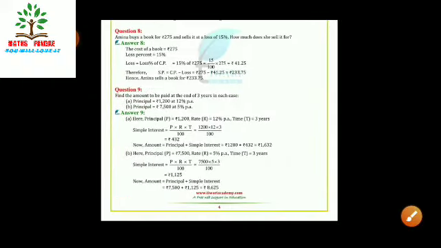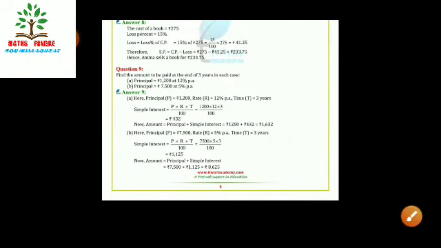Now in question number 9, find the amount to be paid at the end of 3 years in each case. Here the principal is given. This is a question related to simple interest. The principal is rupees 1200 at 12% per annum, which is the interest rate. In the second part, the principal is 7500 at 5% per annum, which is the interest rate.